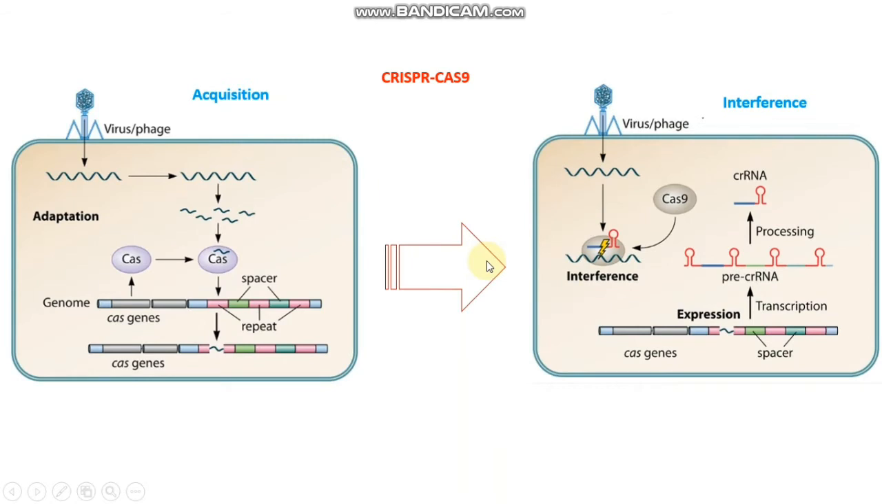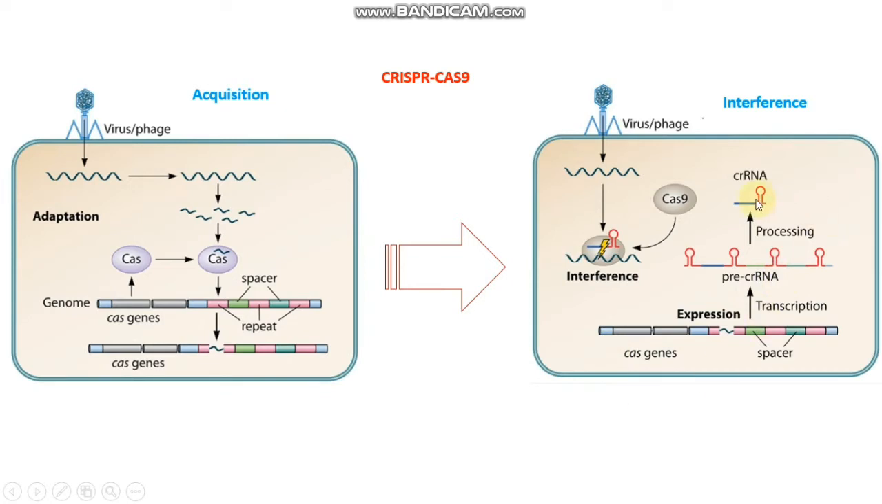And in the next phase, the interference phase, the CRISPR locus is processed for the precursor CRISPR RNA, this is transcription, and then the precursor CRISPR RNA is converted to individual segments of the CRISPR RNA by RNase 3 enzyme.